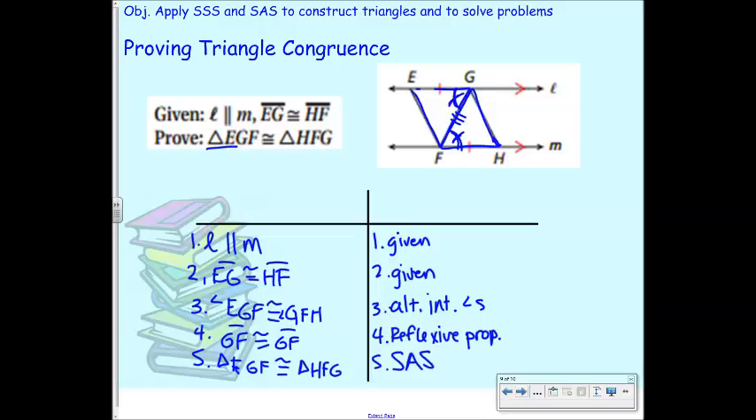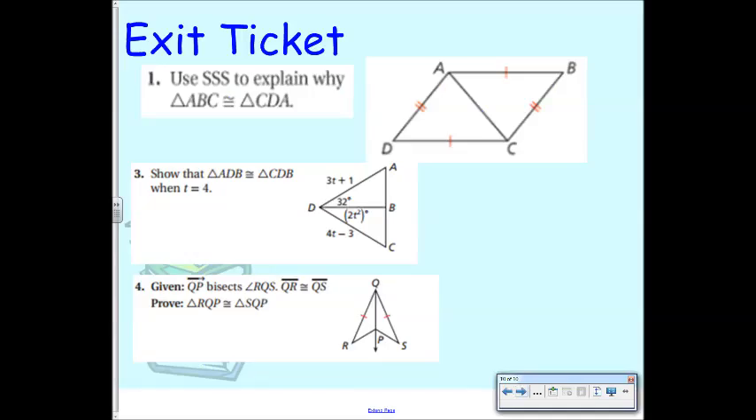Okay, so at your seats, I'd like you to go ahead and do your exit ticket. For number 1, you need to do a 2-column proof, and for number 4, it should be a 2-column proof. Number 3, you do not need a 2-column proof. You're just going to try plugging in t equals 4 to verify that. This says 2t squared, this says 3t plus 1, this says 4t minus 3, and this says 32, just in case those are a little bit hard to read.